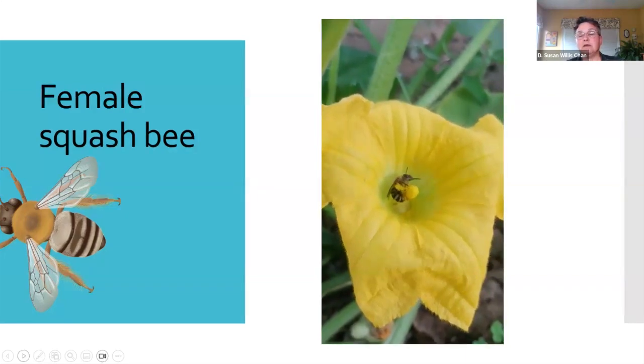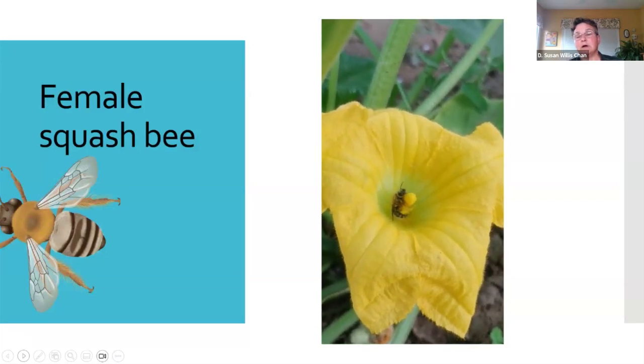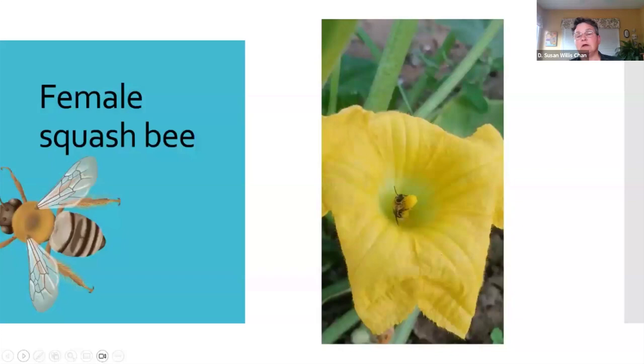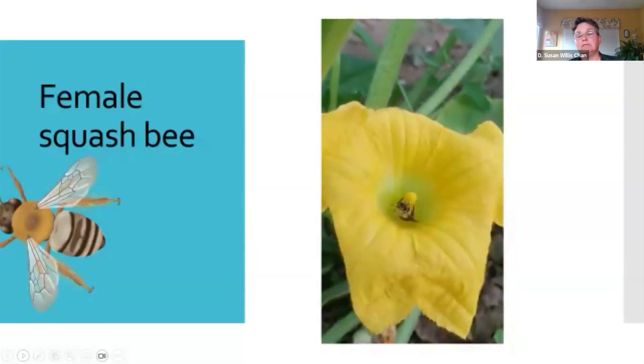So here she is. She's just taken nectar, so that's why her tongue is out. And now she's moving up onto the top of the anther, and she's actually harvesting pollen. So this is not accidental. She's literally grabbing pollen from there and putting it in her pollen pants.